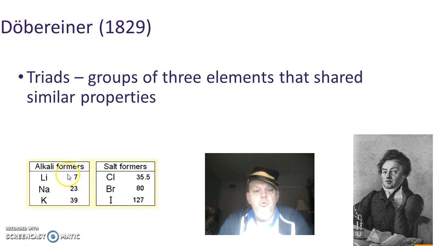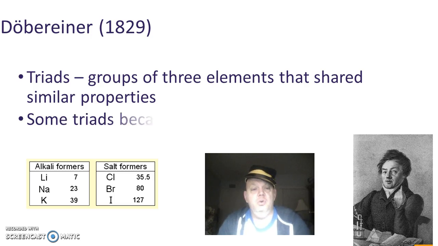And if you look at the weights of these elements, you kind of notice, hey, there's some kind of a pattern here. Let's look at lithium, sodium, and potassium. Now, if you look from 7 to 23 and 23 to 39, the difference in the mass is, wow, the same. And that's where Dobereiner was looking at the pattern that he was seeing. That's why they referred to Dobereiner's triads. Groups of three elements that shared similar properties.